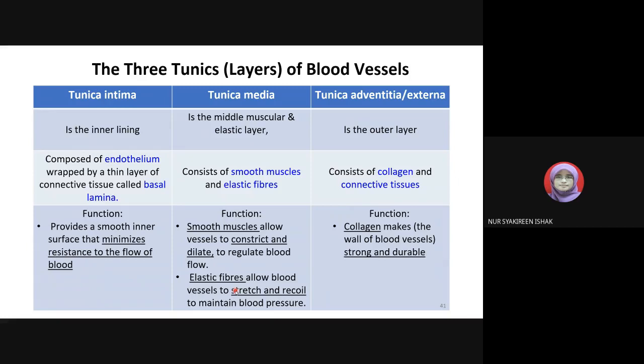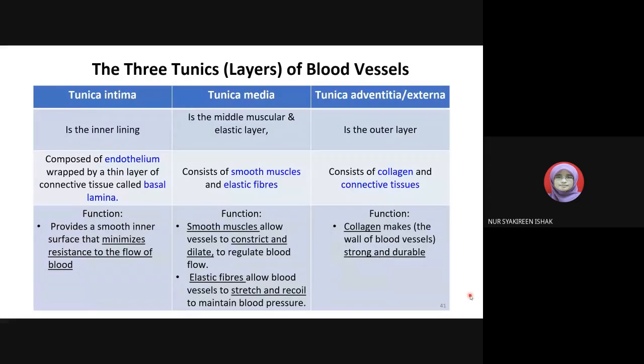So itu yang akan menghasilkan blood pressure sebenarnya. Okay, the stretching and the recoiling of blood vessels due to the flow of blood that flows with high pressure that comes from the heart. Okay, and then for the tunica adventitia, consists of collagen and connective tissues. Function of the collagen is to make the blood vessels stronger and more durable.